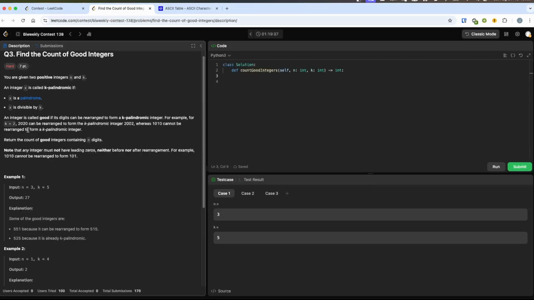It can be rearranged to form a k palindromic integer. Okay, so this one's already a palindrome. So really what we want to find is the number of... so a palindrome has at most one odd occurrence of a character, right? So what I'm seeing is this works because we have at most one odd.